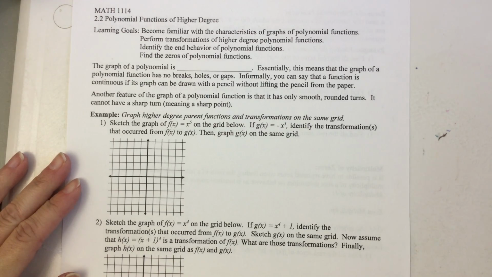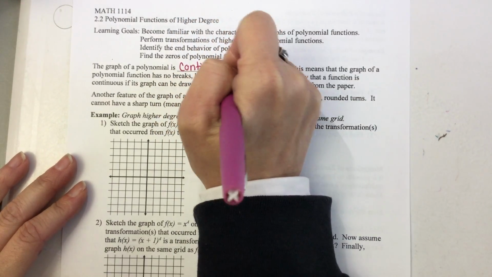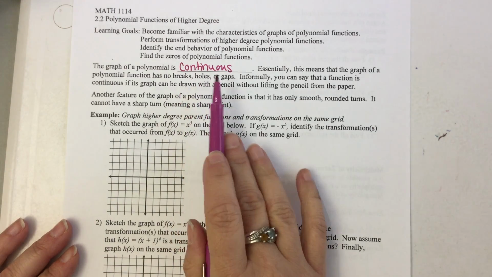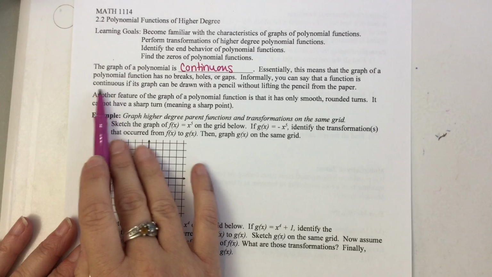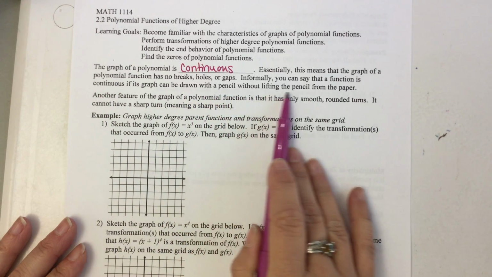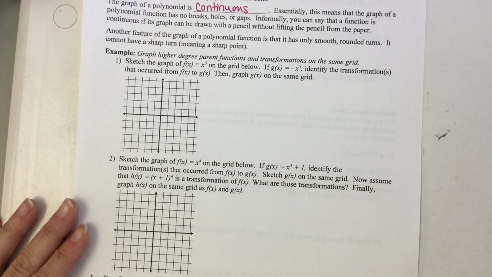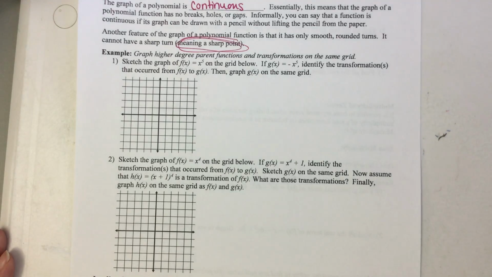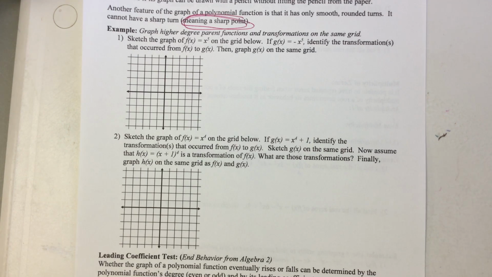Let's get going. When you graph a polynomial function, you get a graph that is continuous. What that means is that you can draw the graph without lifting up your pencil because there are no breaks, no holes, or no gaps. Informally, if a graph is continuous, you never have to lift the pencil up from the paper. Another feature of a graph of a polynomial is that it only has smooth rounded turns, meaning you cannot have any sharp points.